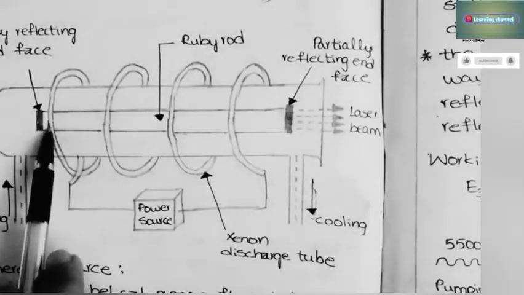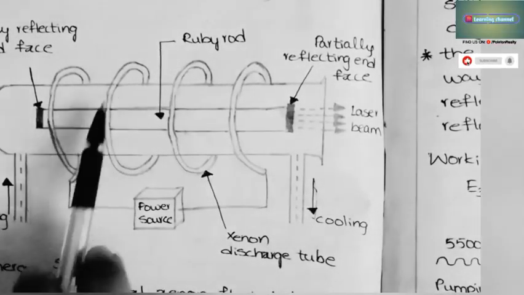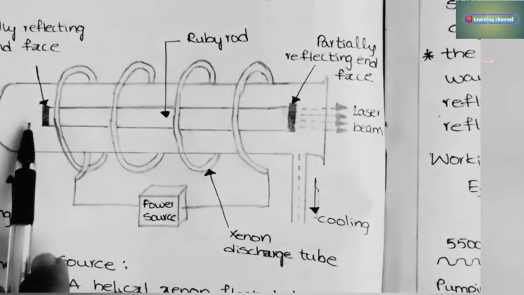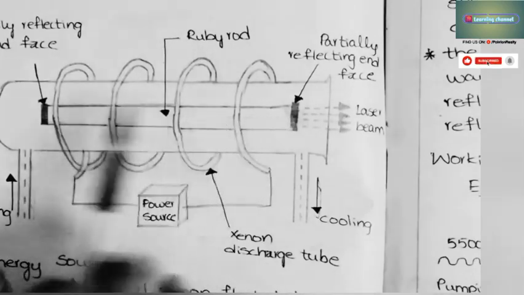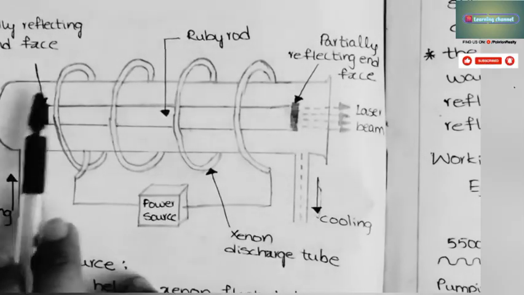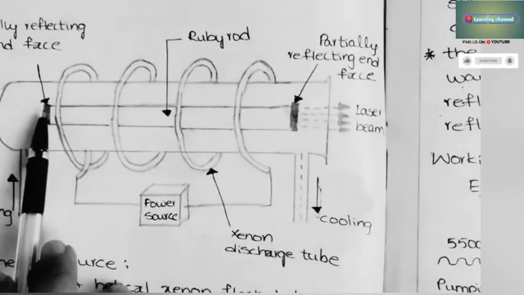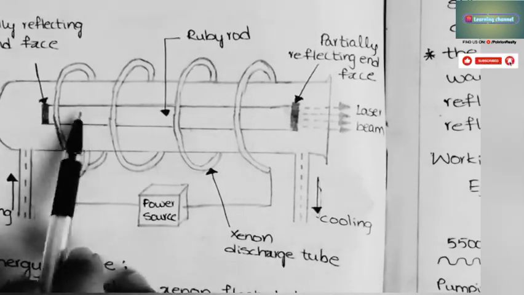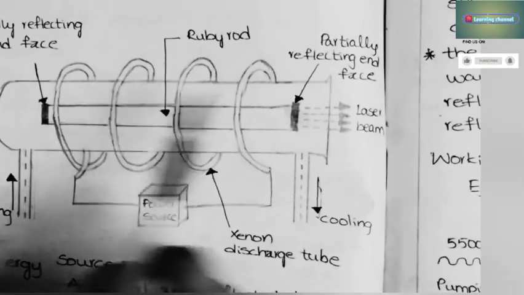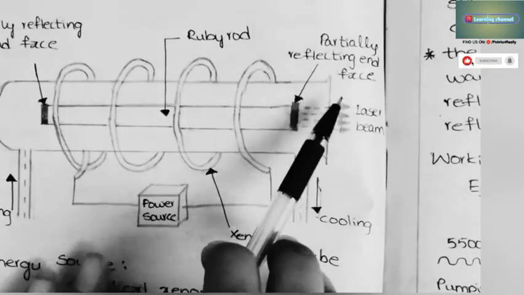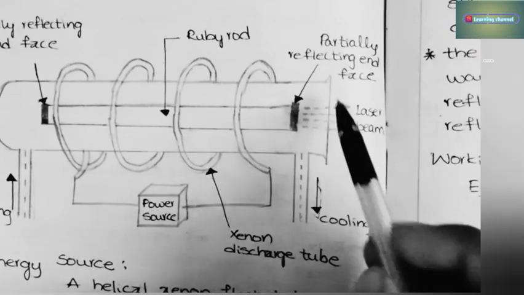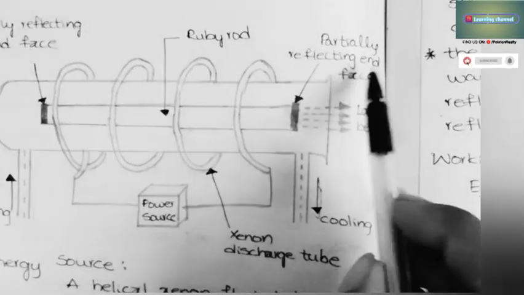So this is the ruby rod. These two ends of the ruby rod are covered with end faces, and these two are parallel to each other. One of them is fully reflecting, which means it does not allow any of the laser light outside. The other reflects some of the light and lets some through, so it is the partially reflecting end face.